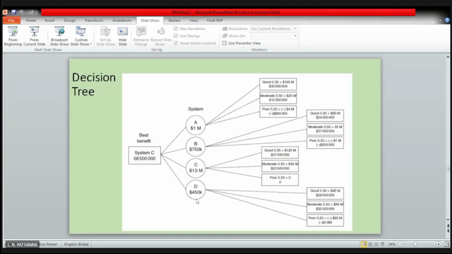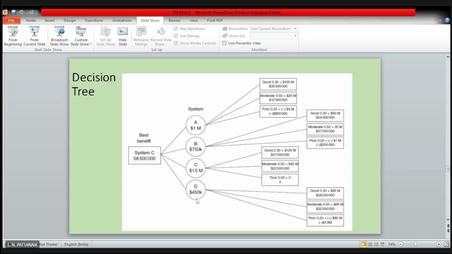You can see these are the benefits you are getting. That is coming out to be 41750, right? Out of that, you have to subtract your initial investment, because each system is not of the same price or investment here. They are of different costs, so that also you have to include. So the net benefit is the benefit.